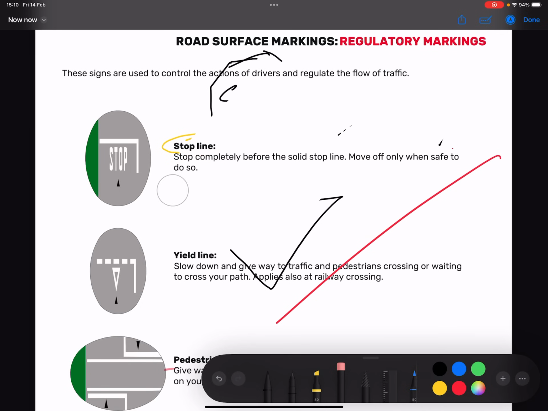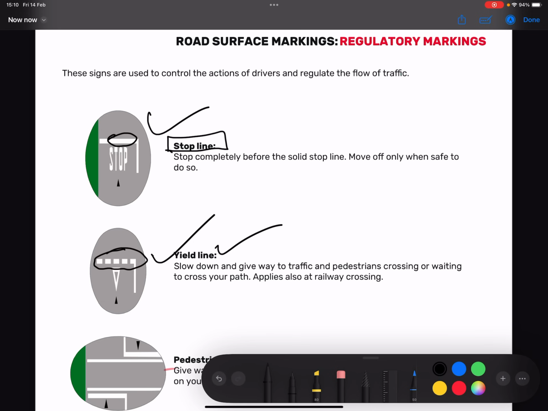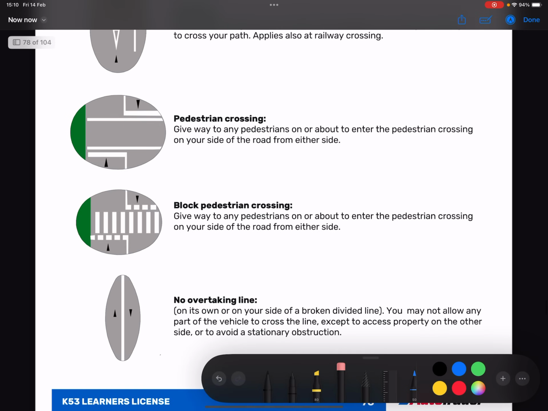So now let's come to the road surface markings. When you look at the stop line, you have a solid line there. And then the yield line, you have the broken line. These two things are not the same.